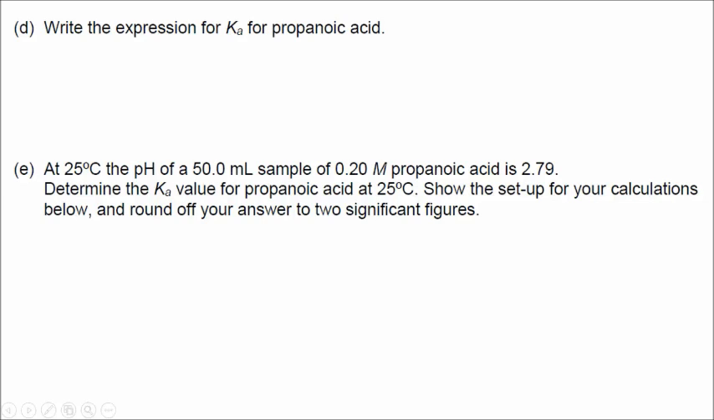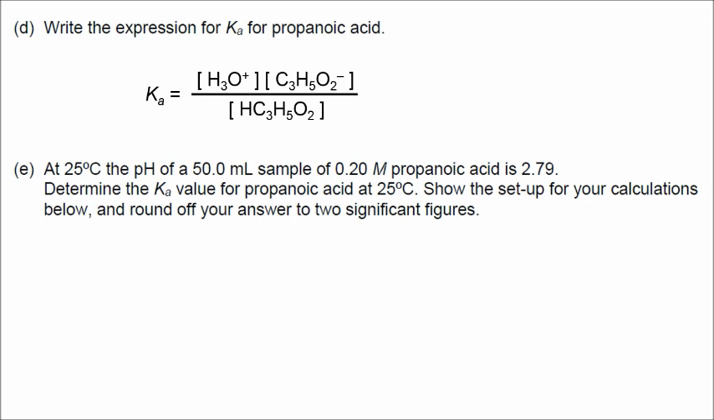In part D, we have to write the expression for Ka for propanoic acid. That's going to be concentration of hydronium times concentration of propanoate divided by concentration of the original propanoic acid. To calculate the value of Ka, we start with 2.79, which is our pH. That will get us the concentration of hydronium, which is 10 to the minus 2.79, or approximately 0.0016 moles per liter. I'm including a couple of extra digits for precision because I haven't rounded off my final answer yet.